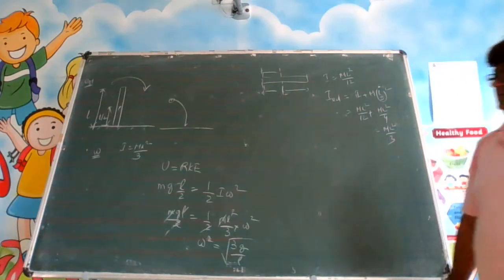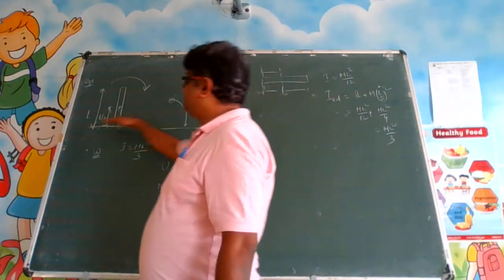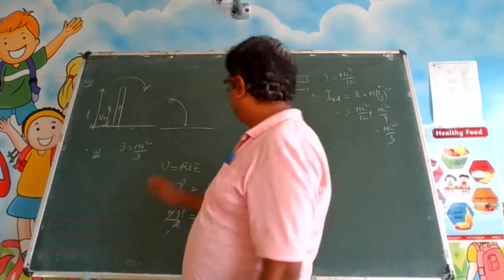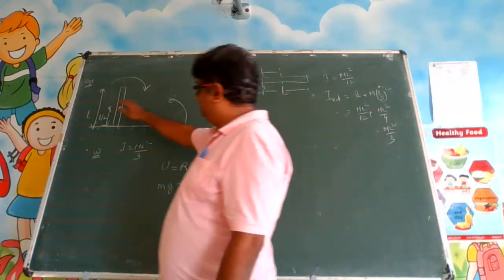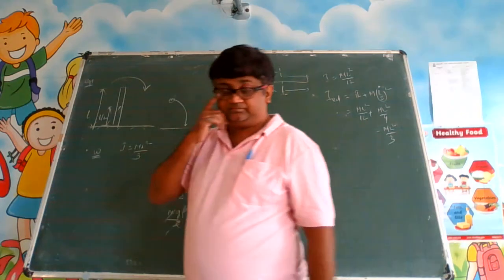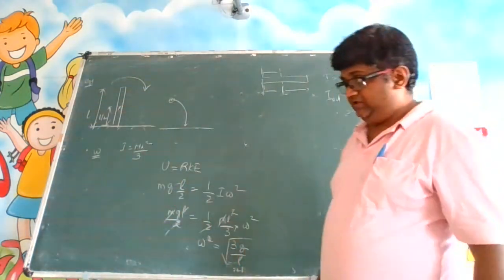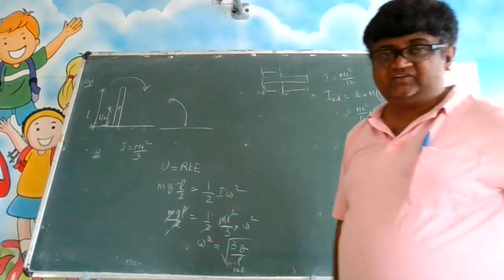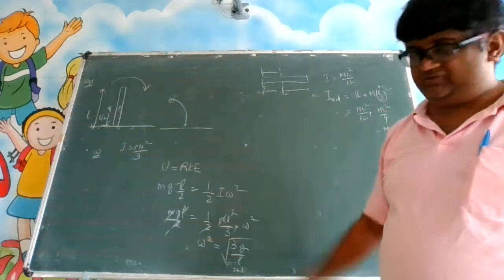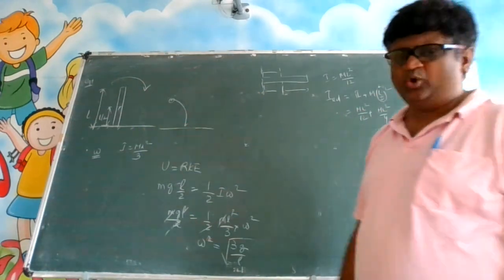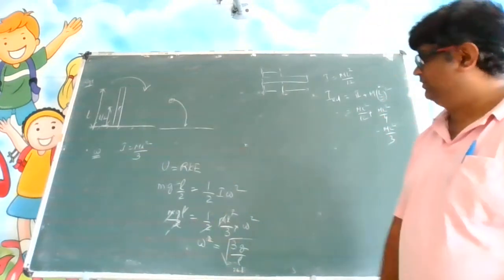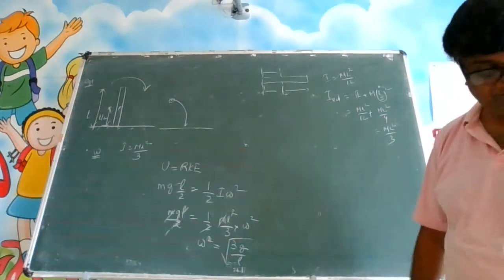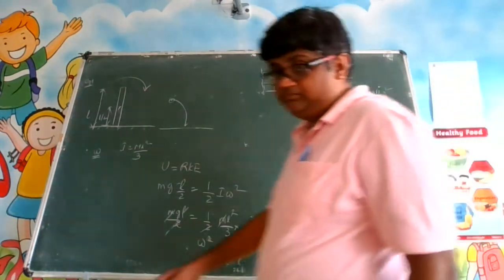So now you understood how I applied this concept. But in this question you have to be careful about which axis it is trying to rotate. Do not put directly this ml square by 12 because it is not rotating about the center. It is fixed over here. It is a door, about which edge it is rotating. The door is not rotating about the center. It is rotating about this edge, right? So you have to be careful about that. Just note it down.